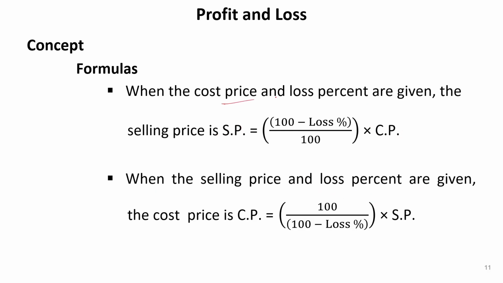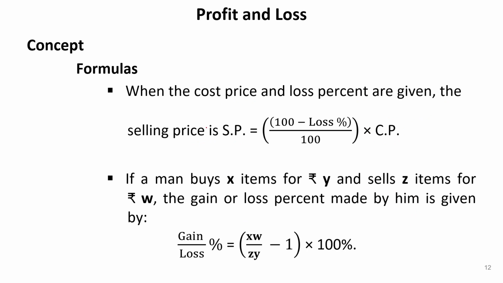Okay, so when the cost price and loss percentage are given, the selling price SP is equal to (100 minus loss percentage) whole by 100 into CP. Okay. So when the selling price and loss percentage are given, the cost price will be calculated as 100 by (100 minus loss) into SP. Okay. In the numerator, it is multiplied with selling price.